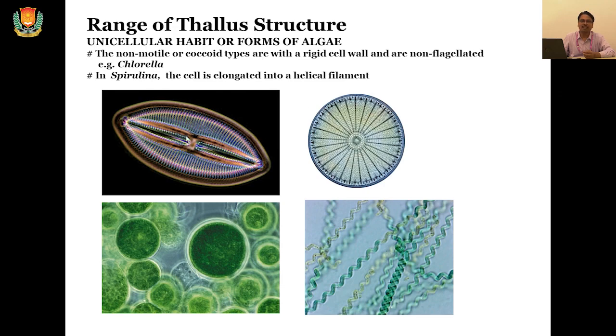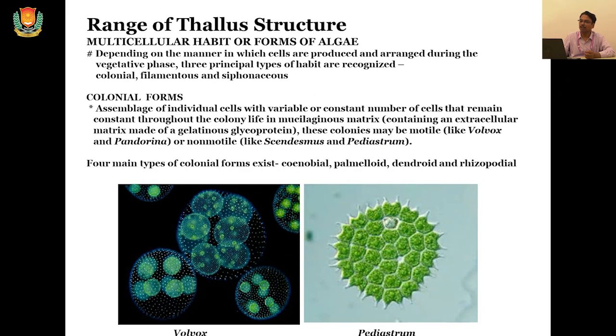These two are bacillariophytes. And then this is Spirulina. It is a cyanophycean alga. In Spirulina, the cell is elongated into a helical filament. All the others are called coccoid forms. Like Chlorella is a coccoid form, and this Cyclotella is a coccoid form. But this Spirulina is an elongated form. This is also non-motile.